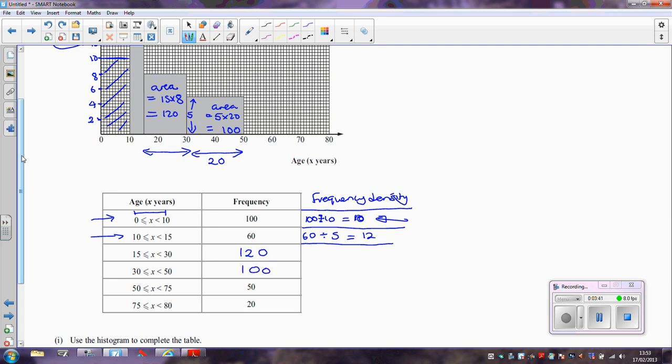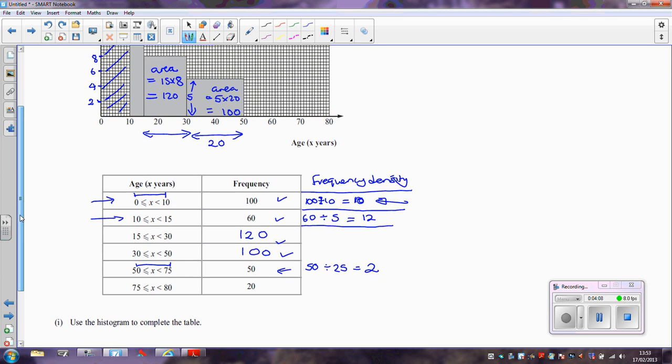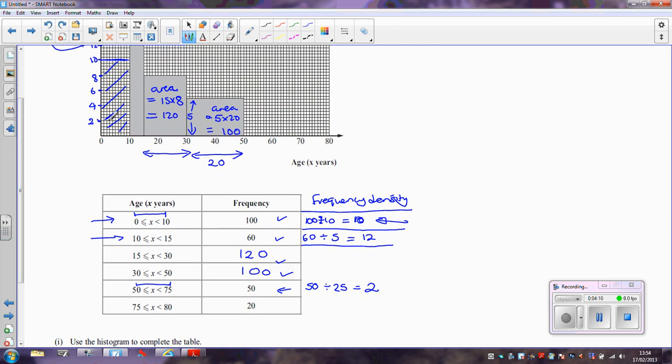What we need to do next is complete the histogram. So we're complete for those first 4 sections now. We've got the table filled in and we've got the histogram filled in. Let's go now to this group here and work out the frequency density. The frequency density is going to be the frequency divided by the class width here. Well, the class width is from 50 to 75. Well, that's 50 divided by 25, and 50 divided by 25 is 2. So the rectangle for the 50 to 75 group must have a frequency density of 2.